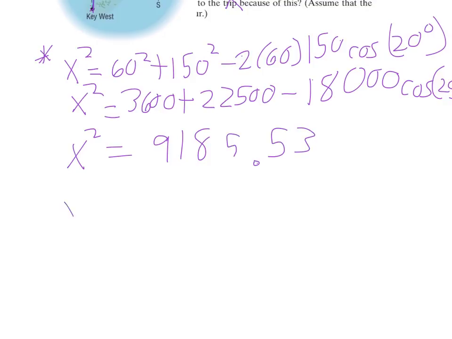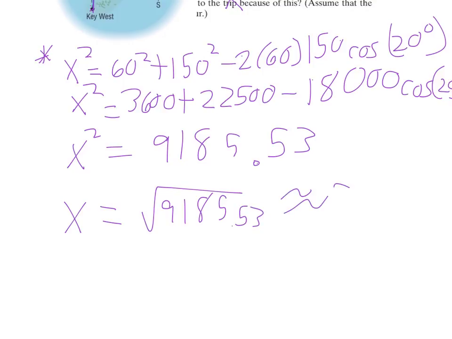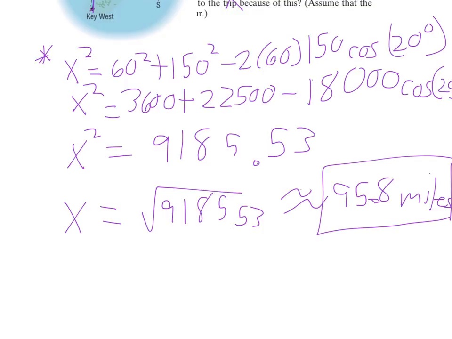Square rooted. So if you square root it, you find that the boat still has about 95.8 miles to go. So whoever's in the sailboat still has about 96 miles to go to get to Kanye West's crib. I mean Key West. Since Barry says Key West instead of Kanye West. More like 96 miles.